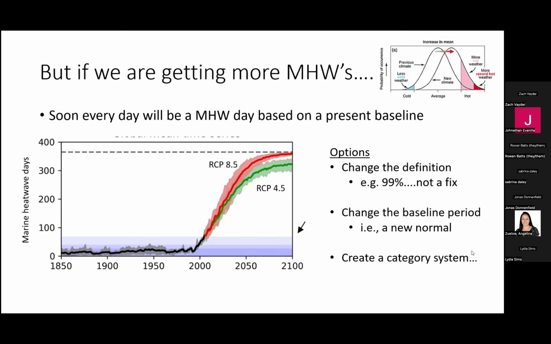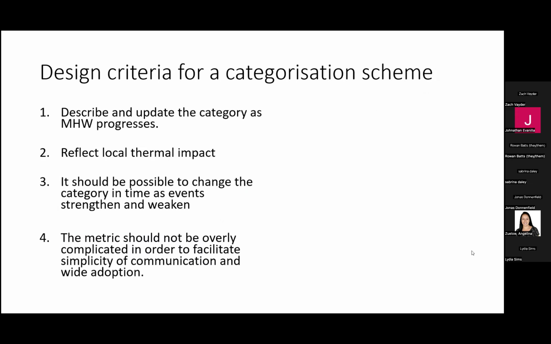And so what were the options? You could change the definition from the 90th percentile to say the 99th percentile. You could change the baseline period, and so you could continue to update the period of time over which you calculated marine heat wave change, or you could create a category system. And at the time, the heat wave group I was working with decided that we think creating a category system was most useful because it would be a really effective communication tool to show that heat waves would still be more common in the future and we would experience stronger and stronger events. If you update the baseline, you'll have the same number of heat waves in the future as you do today, and that might not be a very effective way of communicating climate change.